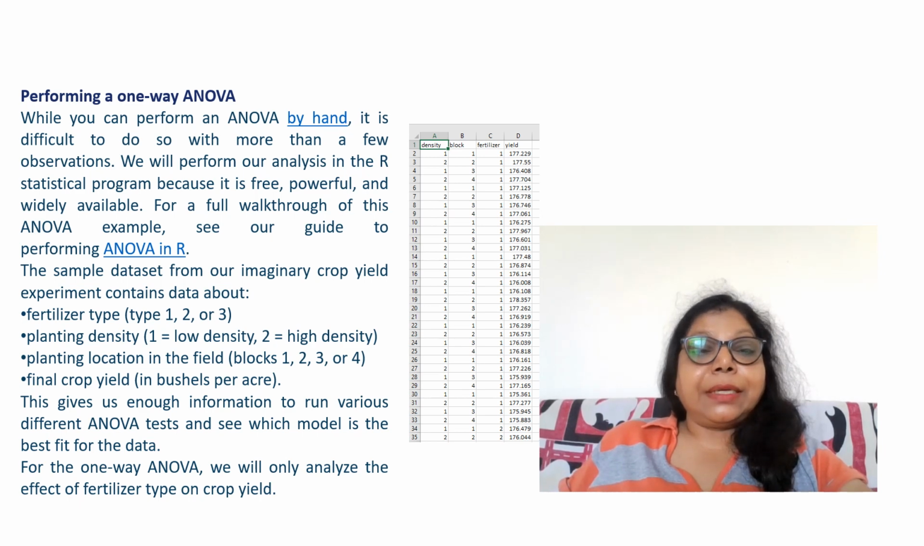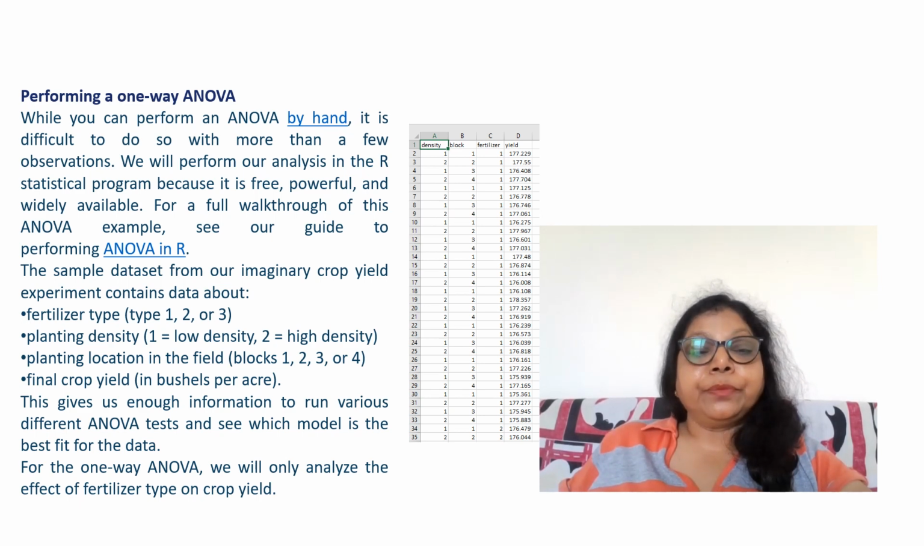So the sample data set is like an imaginary crop yield experiment. Here we have fertilizer type. There are three types of fertilizers: type 1, type 2, type 3. Then we have planting density, which is 1 and 2. 1 is low density and 2 is high density. Then we have planting location in the field, that is block 1, 2, 3, or 4. And then final crop yield in bushels per acre. So this gives us enough information to run our various different ANOVA tests and see what model is the best fit for the data.